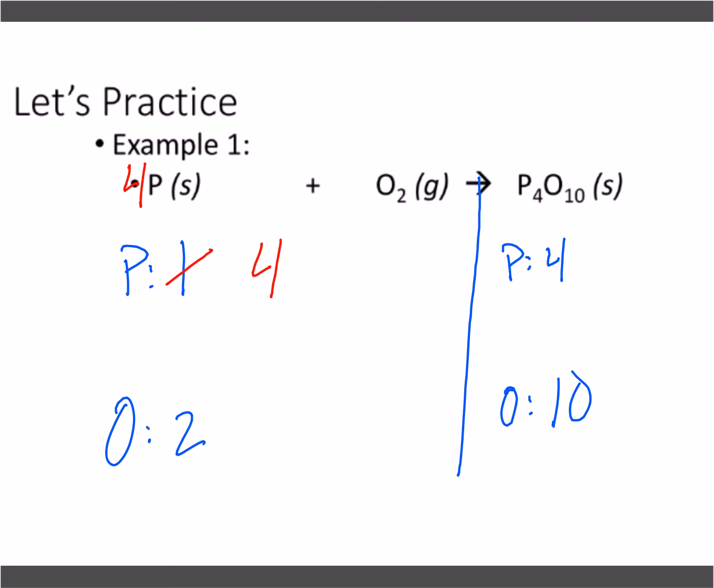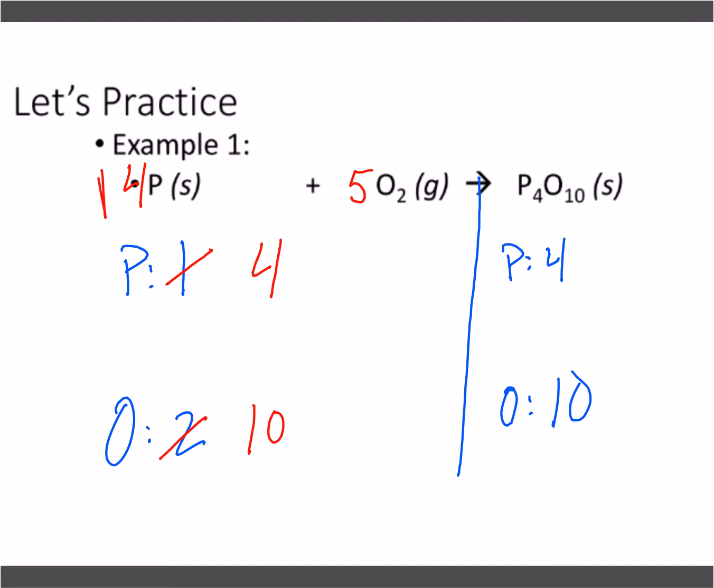All right, now oxygen's a little bit harder. Does 2 go into 10? Yes. So we know it's going to be 10 here. 2 times what equals 10? 5. So where am I going to put that 5? Right, that's the coefficient. All right.